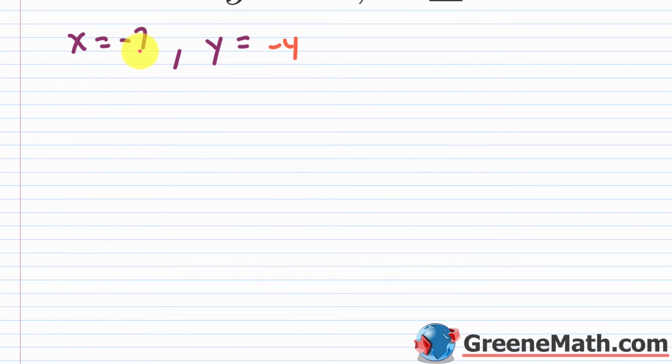So once we know x is -7 and y is -4, we just need to figure out what is the r value. So r is equal to the square root of x squared plus y squared. So x is -7. If I square that, I get 49. And then plus y is -4. If I square that, I get 16.